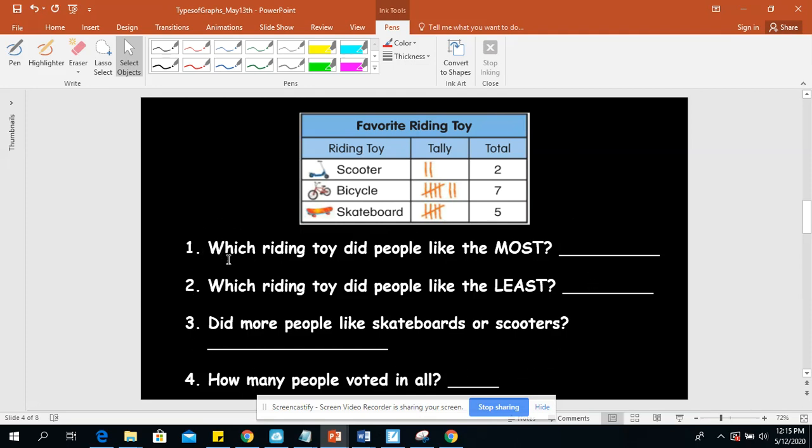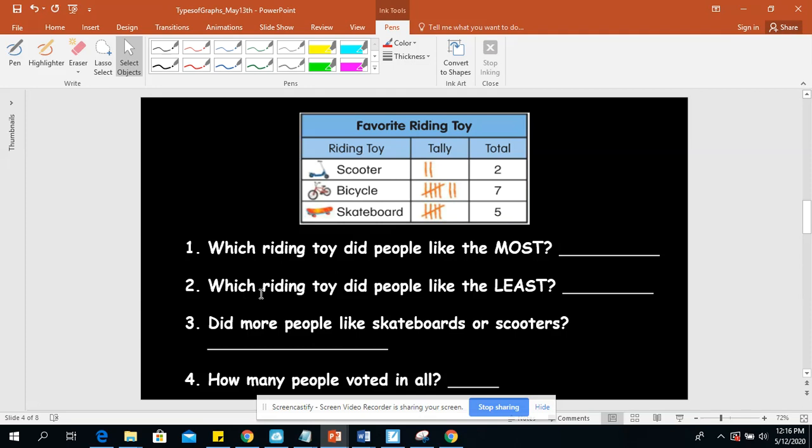Here's the first one. Which riding toy did people like the most? So, of these 3 toys, which one did people like the most? The answer would be bicycle. The most people like bicycle. 7 people chose bicycle. That's more than the number of people who chose the scooter. And that's more than the number of people who chose the skateboard. So people liked bicycle the most.